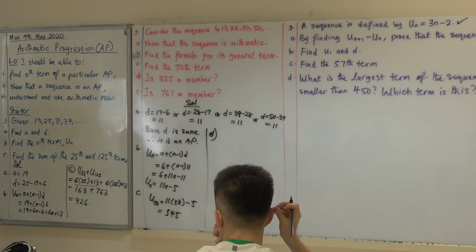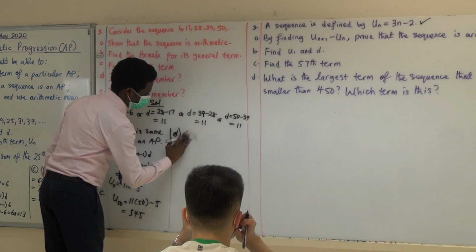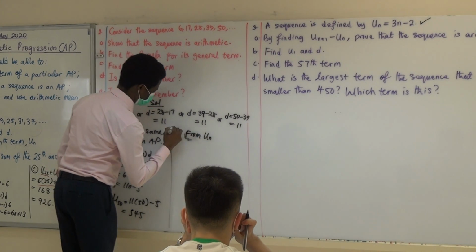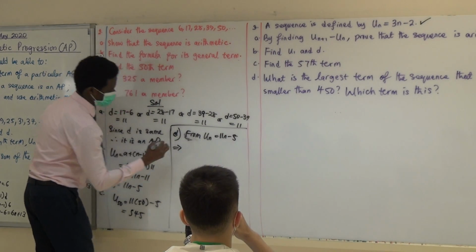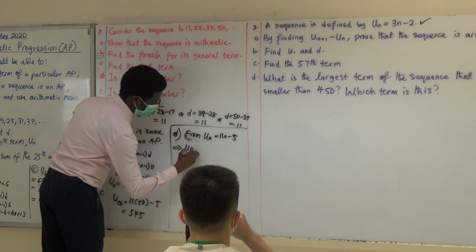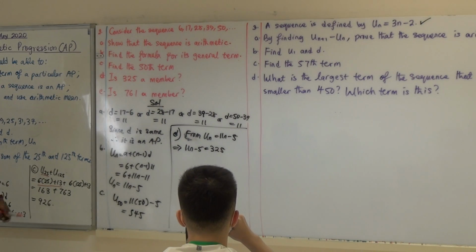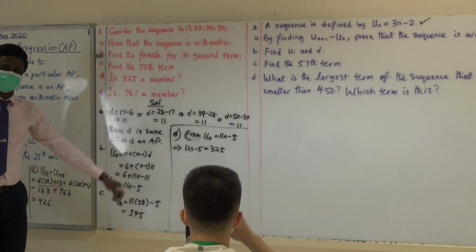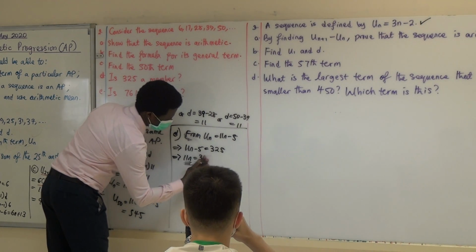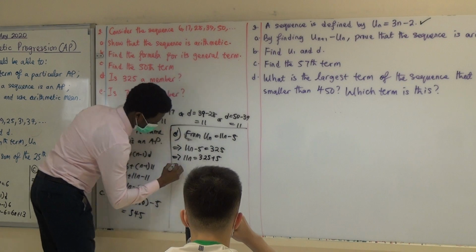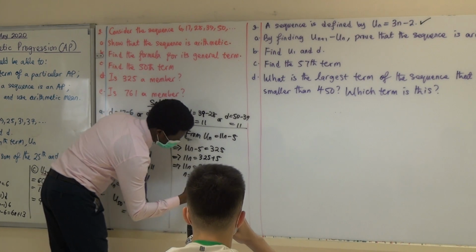Then D. How do you do this? Is 325 a member? You substitute Un. Un, because we just figured out what our Un will be. Un is 11n minus 5. In this case, it means that 11n minus 5 is 325, if it is a member. Do we need the top line? No, you don't have to. You just start on the second line. So 11n equals 325 plus 5, which is equal to 330. So if 11n is equal to 330, then n is equal to 330 over 11, which is equal to 30.